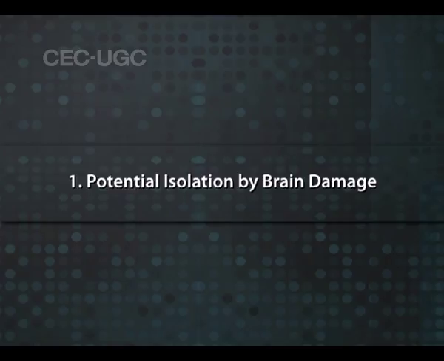Gardner identified a set of criteria that define what is and what is not an intelligence. Those are potential isolation by brain damage. Intelligences that are separate cognitively are separate in the brain.